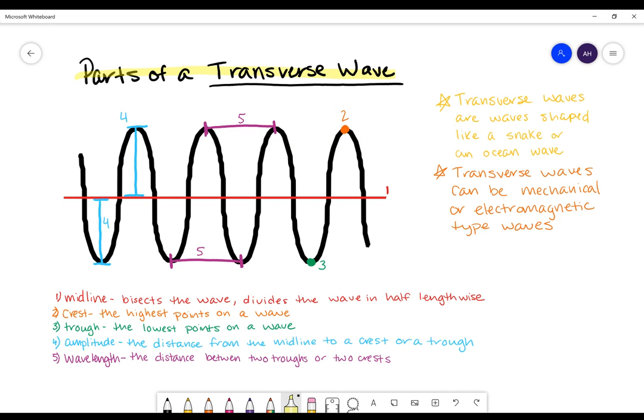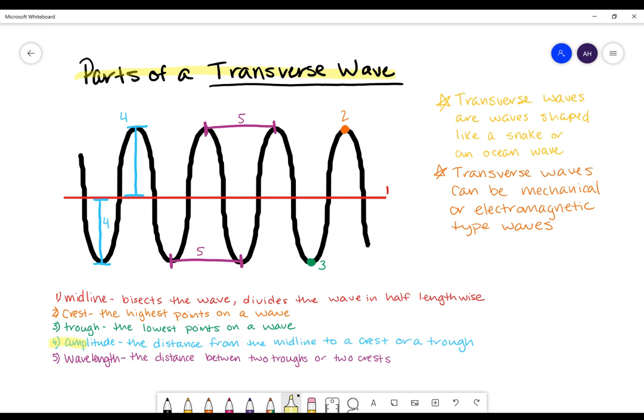The next part of the wave is the trough. That's down here, labeled right there in green. Just like the crest, there is more than one on the wave, but I'm only labeling one so you know what that looks like on your wave.